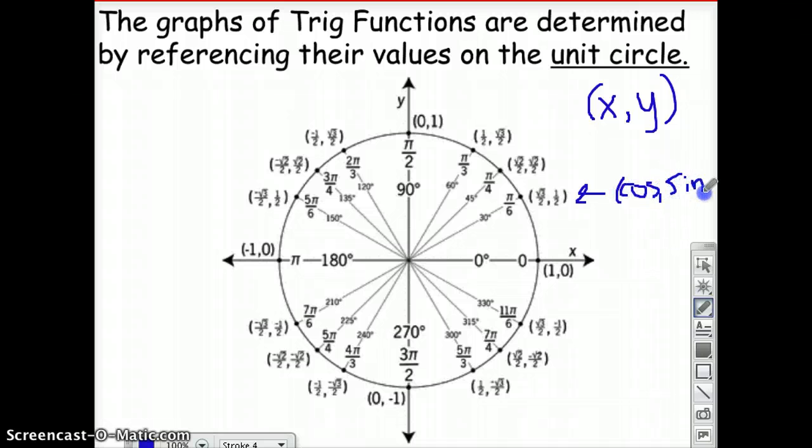So if you were asked, what's the sine of 120 degrees? Well, it's the y value. It's root 3 over 2. If you were asked, what's the cosine of pi? It's the x value. It's -1. What's the sine of 5 pi over 3? The y value, -root 3 over 2. So the unit circle is a quick and easy way to determine the sine and the cosine of any angle on the unit circle.